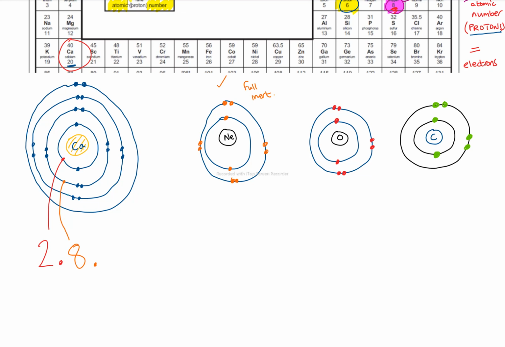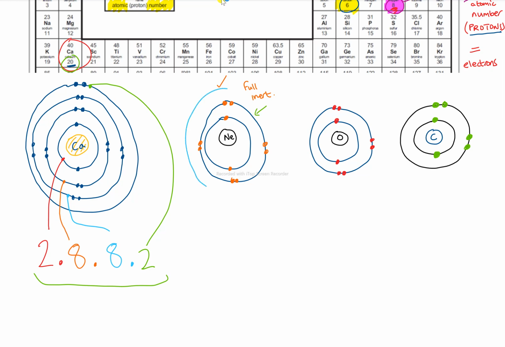So now I'm on my third shell. So I've got 8 on there. So I put 8 dot. And then finally on my last shell, I've only got 2. So I have to be careful. 2. So my electronic configuration for calcium is 2.8.8.2. And they add up to this 20.